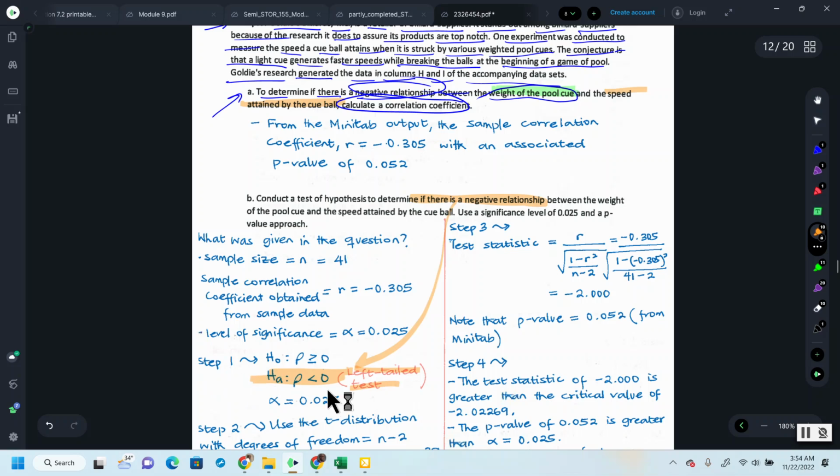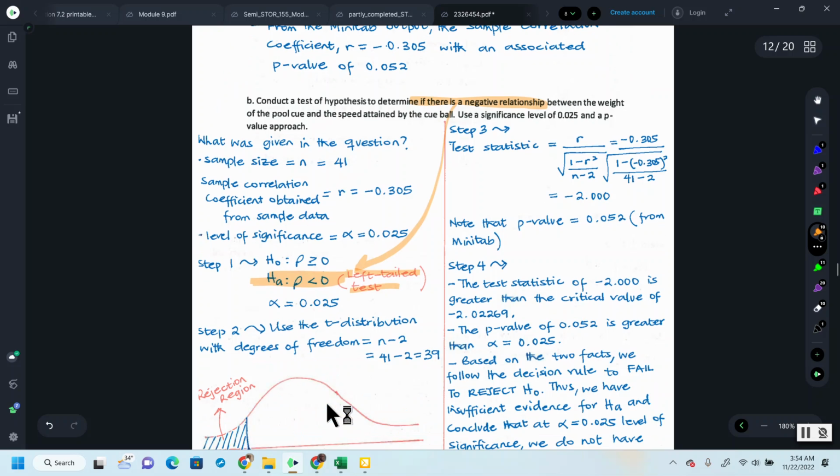So now that I have my alternative hypothesis as less than 0, I can take my null hypothesis as the other direction, or all other values besides less than 0. And that will be equal to 0 or greater than 0. That will be my null hypothesis, the opposite scenario to the alternative hypothesis here. And so I recall that my level of significance is 0.025.